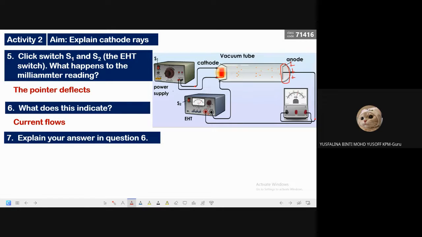But then when you switch on both power supplies, what will happen here? This one will become positive charge. This one will become the anode. And the electron, you already know that opposite charges attract each other. So the electron will be attracted to the anode. So there is a change, there is a movement, which means there is a current flowing. Actually, the current flows because of the flow of electrons. If the electrons are flowing, there will be a current.